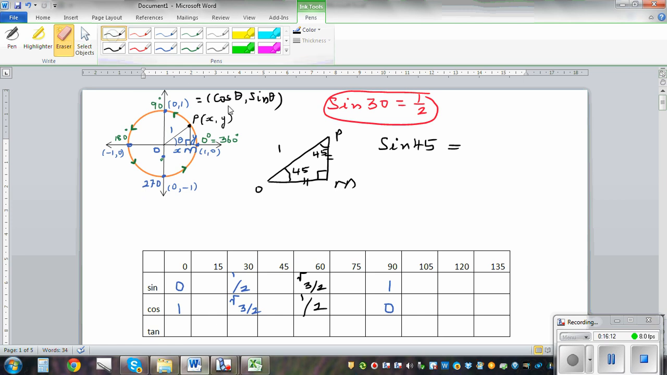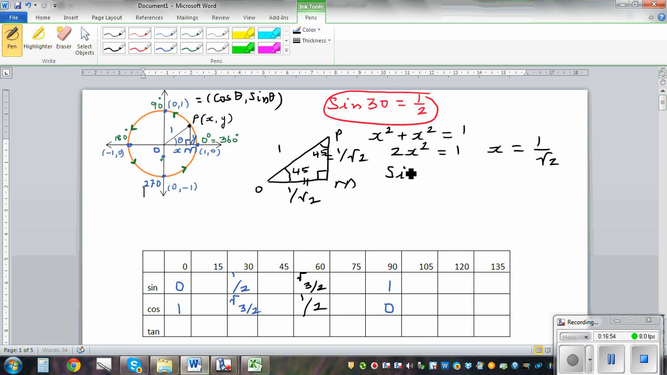So this is 1, let me prove it. If this is x, this is also x. I know the answer is 1 over root 2, so let's prove it. x squared plus x squared is equal to 1 squared, which is 1. So 2x squared is 1, so x is 1 over root 2. Yeah, that's the mistake, it's 1 over root 2. So this is 1 over root 2, and this is also 1 over root 2.